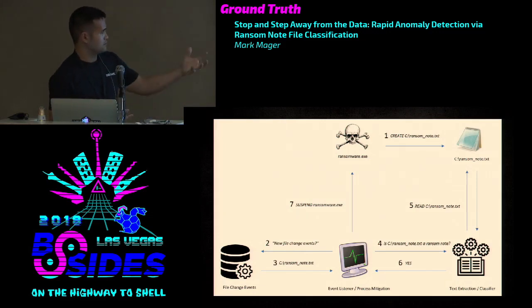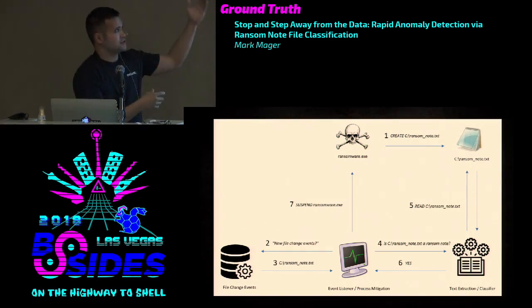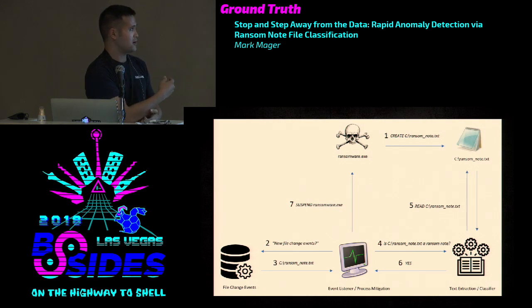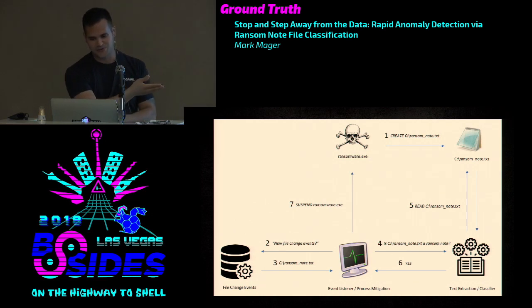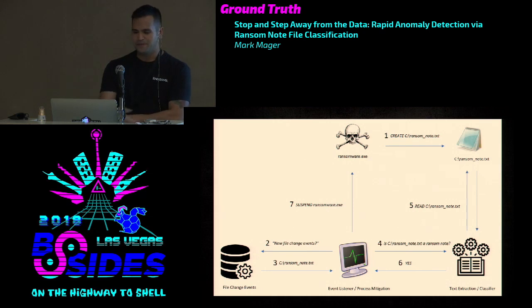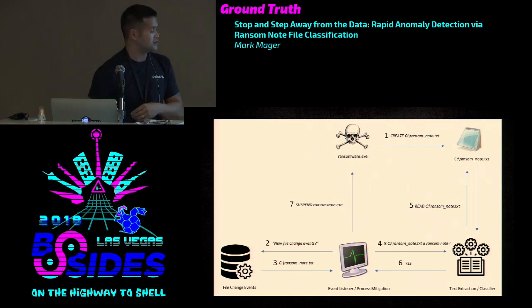So here's a good overview of how a detection scenario would play out. The ransomware is going to execute and drop a ransom note in the root of the C drive. The event listener is going to be polling for new file change events, and it gets the file path for ransomnote.txt in the root of the C drive. It passes that file path to the text extractor and classifier. The text extractor will read in the contents of the ransom note, pass it to the model, and then the classifier returns yes back to the event listener, and then the ransomware will be suspended.